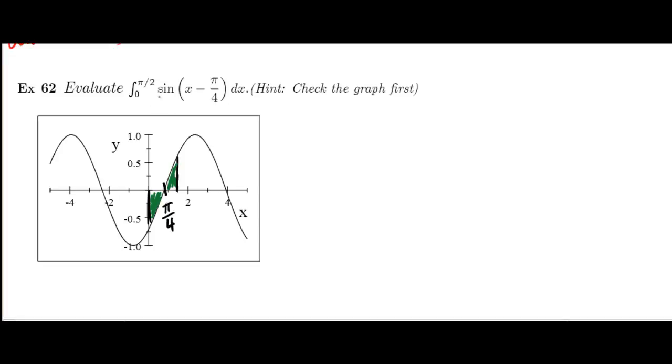And our function here is sine of x minus pi over 4. We can also tell that by the fact that we have that pi over 4 there, if you remember your phase shift from pre-calculus. And so again, this part's negative, this part's positive, so you can see that the areas are just going to cancel out and be 0.